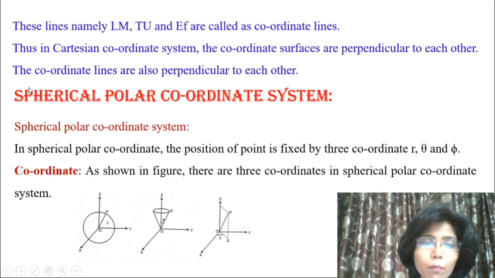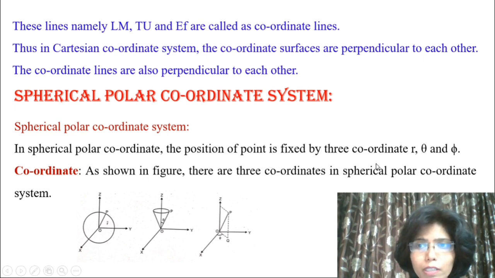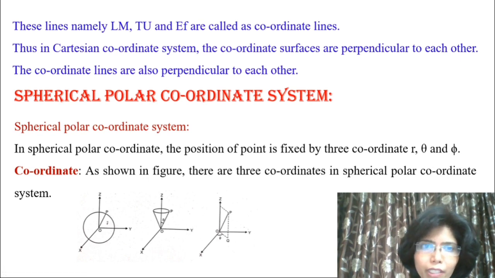The next important concept is the spherical polar coordinate system. In the spherical polar coordinate system, the position of the point is fixed by the three coordinates, that is r, theta and phi. Now friends, before we go into detail, we must know that the Cartesian coordinate system has the advantage that all three unit vectors, that is i, j and k, are constant in direction as well as in magnitude. We can use r bar as the radial distance, but even this is treated as a function of xyz. Unfortunately, not all physical problems are well adapted to solution in Cartesian coordinates.